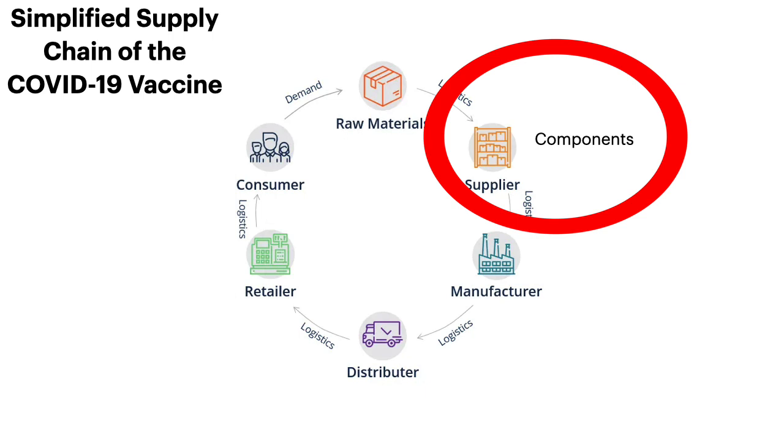Next, these raw materials are likely going to be put into a component form. And what that means is these raw materials perhaps have been diluted, they've been purified, they've been prepared so that they are ready for the next step in this process. Other components you may be familiar with are maybe they need syringes or perhaps they need vials to be able to put the vaccine in after. This is all going to happen at the supplier network.